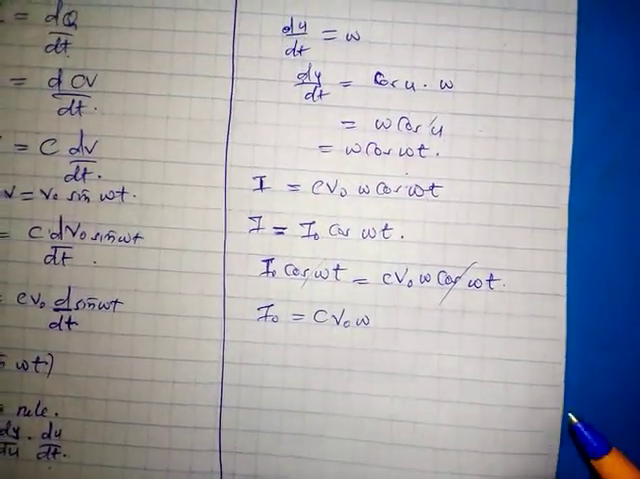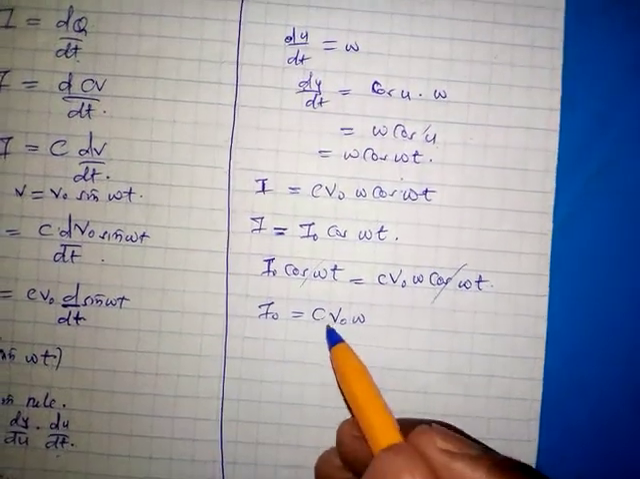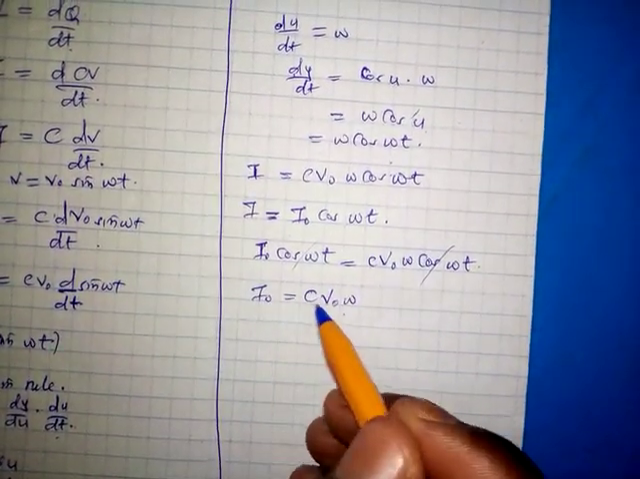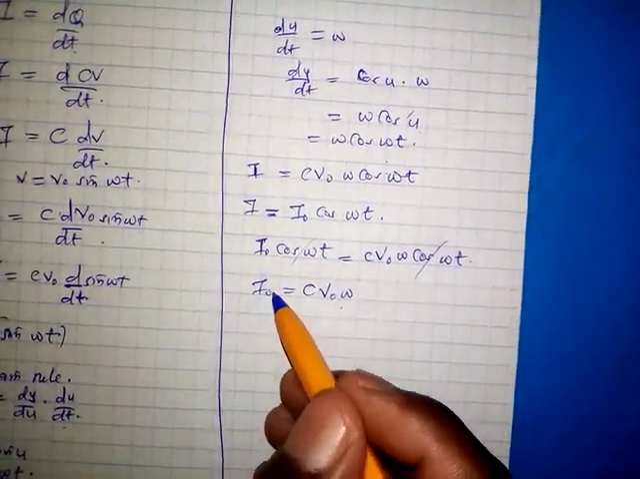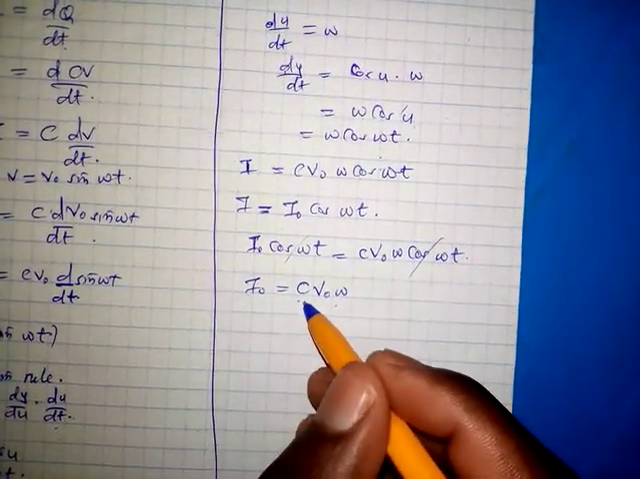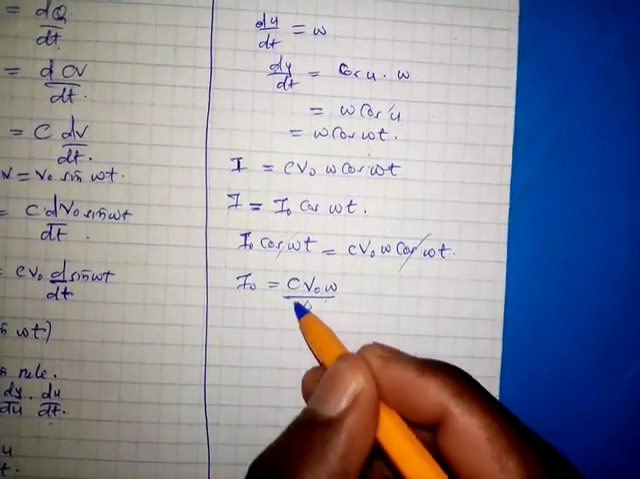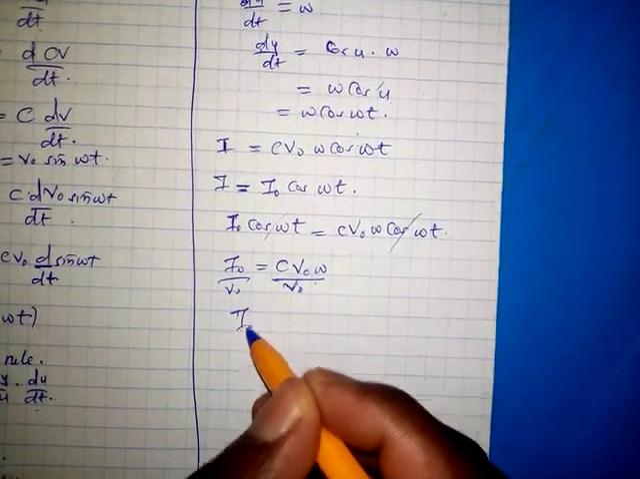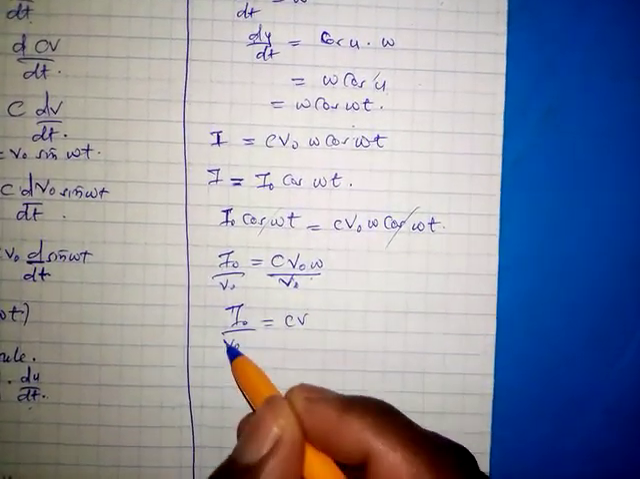Here we want to remain with C omega on this side, and then to have V naught and I naught on this side. So we divide both sides by V naught, so that we have I naught over V naught is equal to C omega.